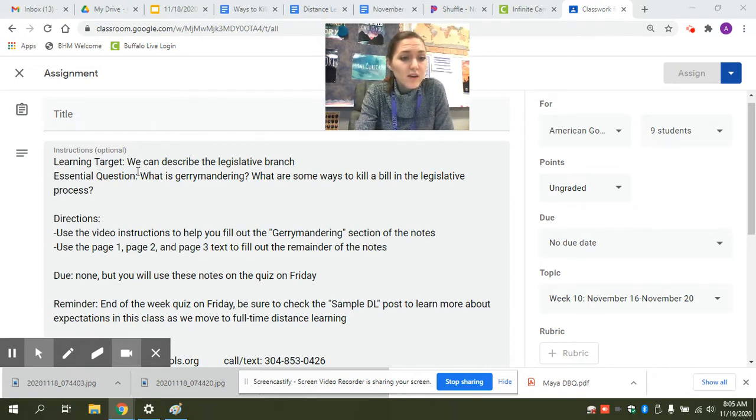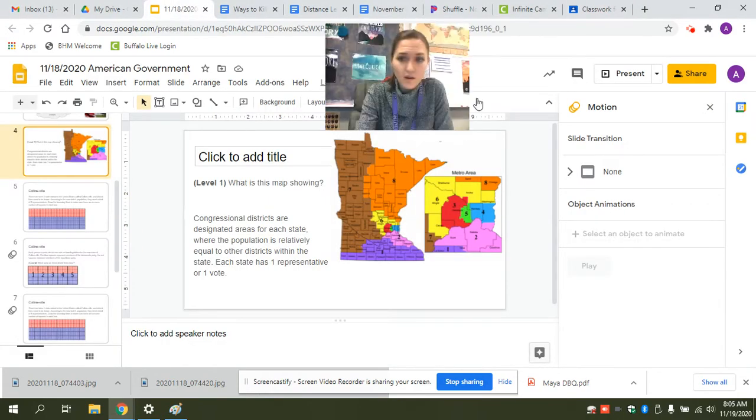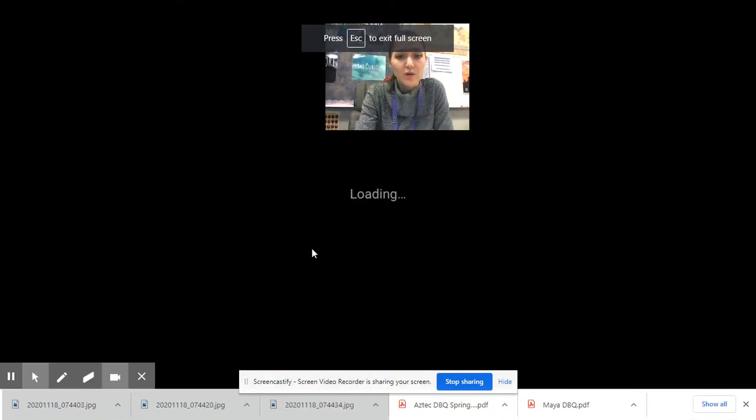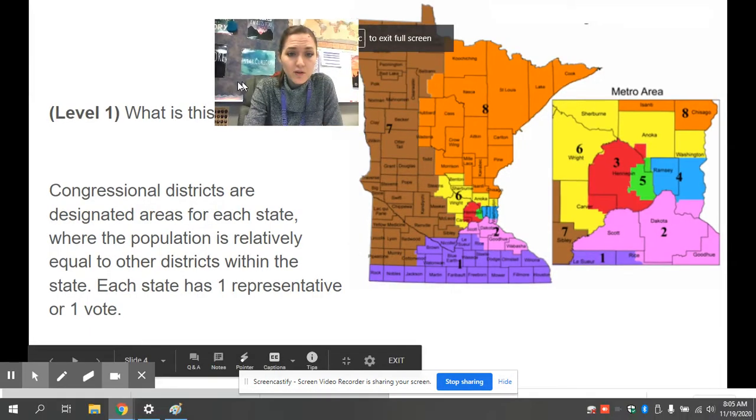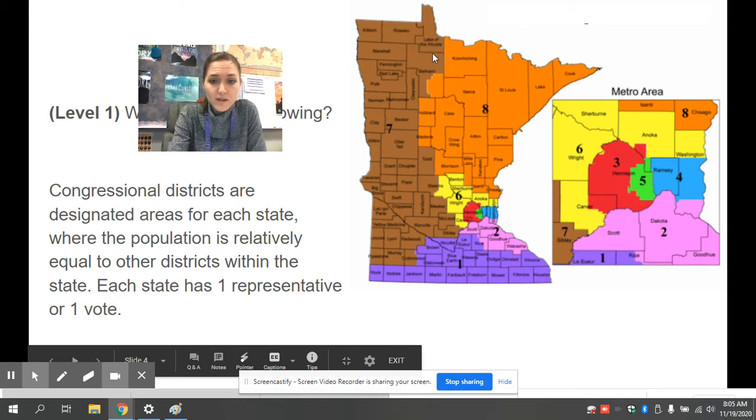Okay, by the end of the day, you should be able to answer these questions. What is gerrymandering and what are some ways to kill a bill in the legislative process? All right, so gerrymandering is all about congressional districts. Remember, congressional districts are based off the state's population.